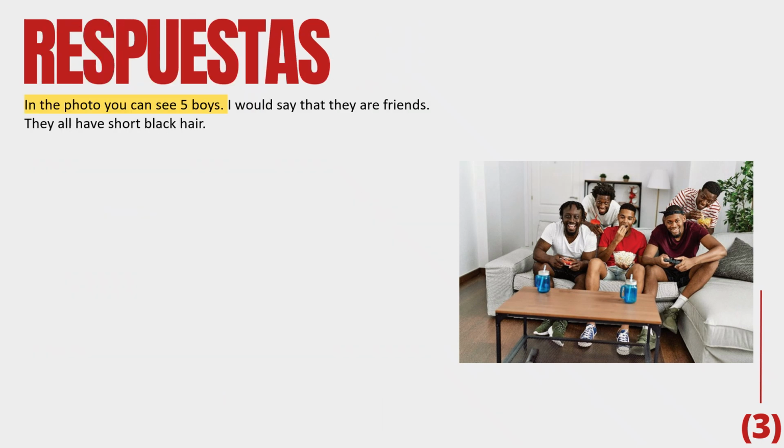So we've got, in the photo you can see 5 boys. I would say that they are friends. They all have short black hair.